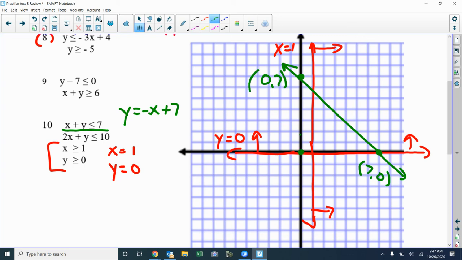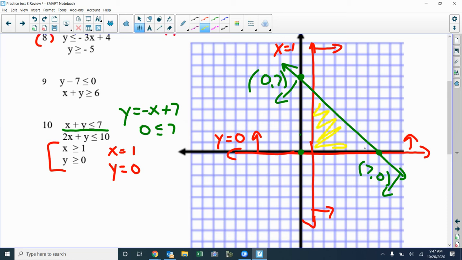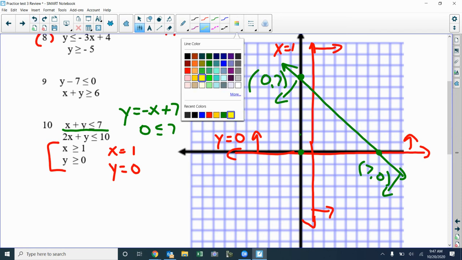Test value can still work there, yes. Plug in zeros, my statement would be, is 7 greater than 0? Yes. So my green line is headed down. Now if I was done, I would have this nifty little triangle here, wouldn't I? The green line and the red lines. Of course, but we still have one more to go. So let's get that guy in there.